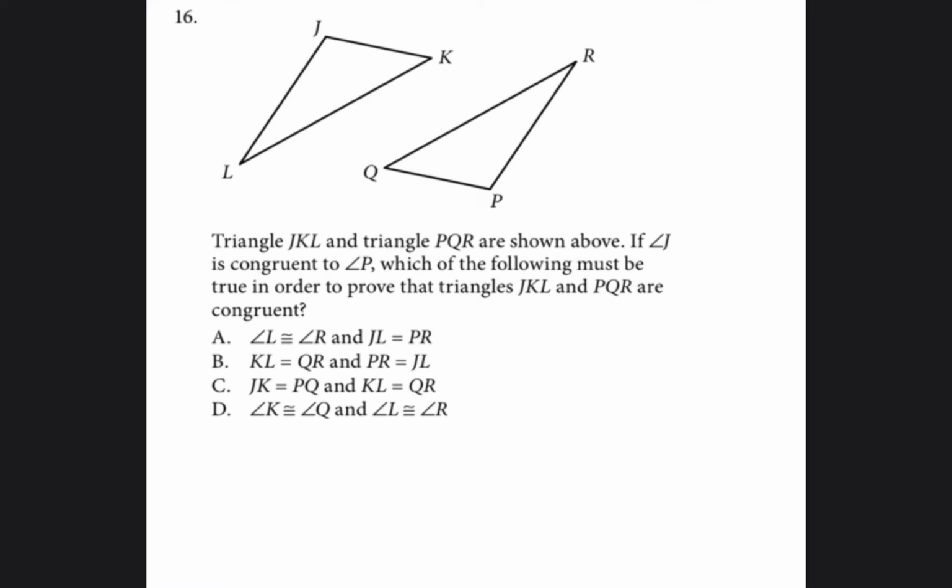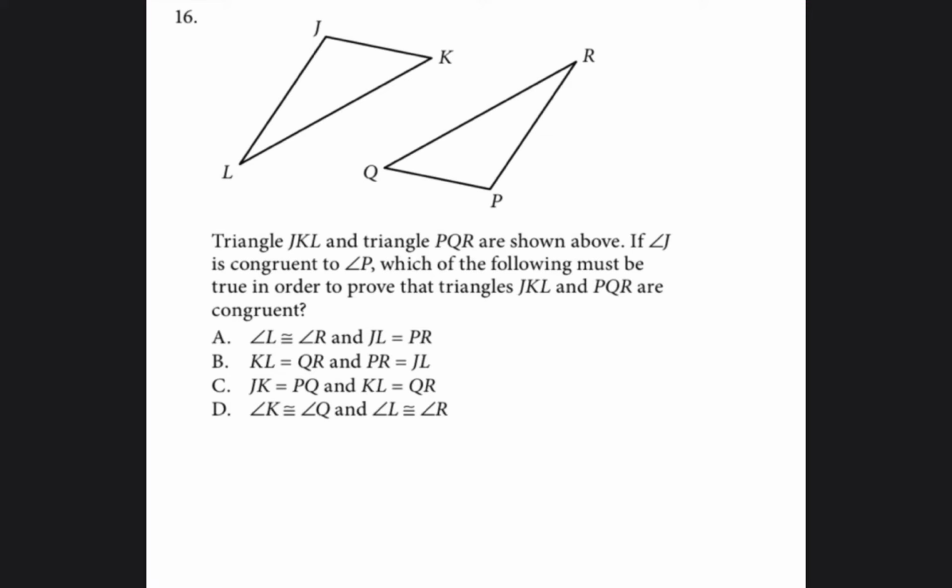Triangle JKL and triangle PQR are shown above. If angle J is congruent to angle P, which of the following must be true in order to prove that the triangles J, K, and L and P, Q, and R are congruent? Okay, so congruent means that they have equal sides, equal angles.